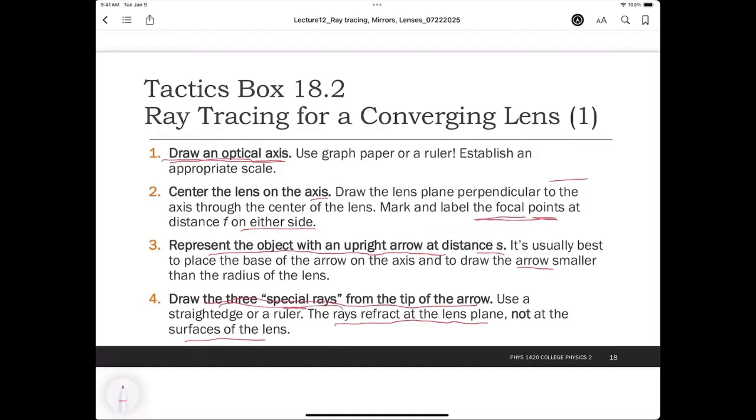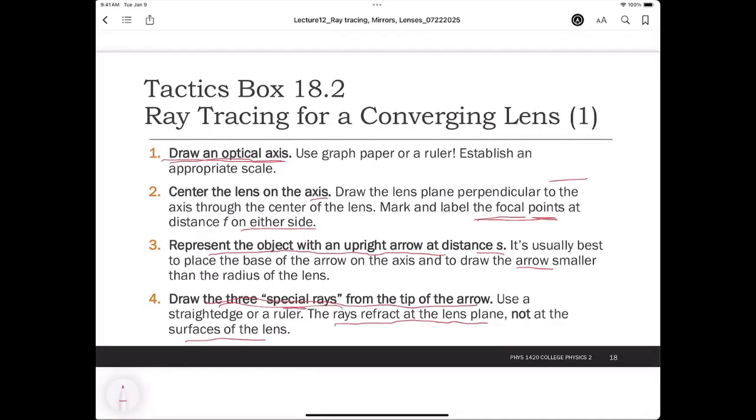Draw the lens plane perpendicular to the axis through the center of the lens. Mark and label the focal points at distance f on either side. One is a near focal length, the other is a far focal length.